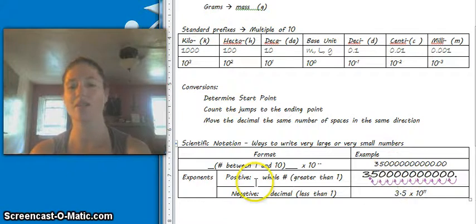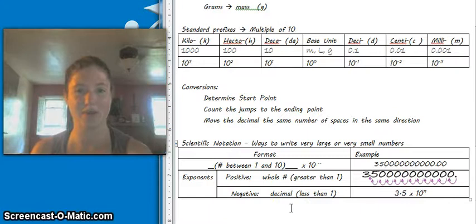Okay, so hopefully this makes sense. We will have some more practice with scientific notation next class period. So today you should be doing your metric conversions, which is the primary focus today. Thank you.